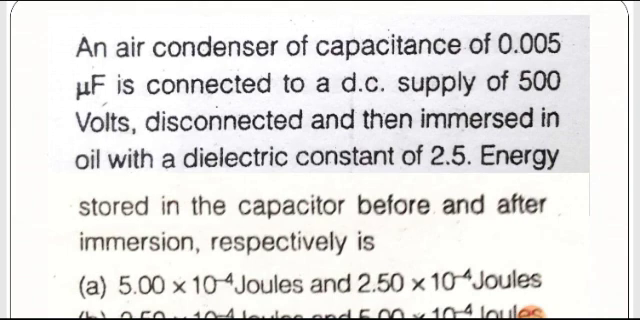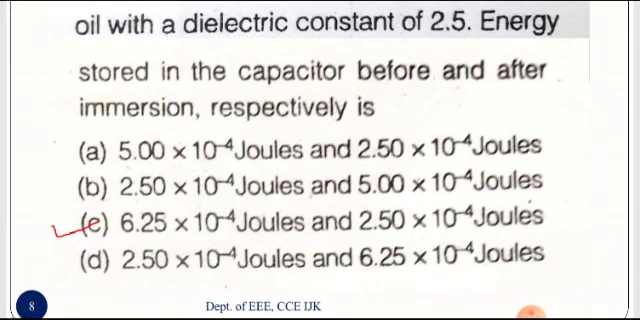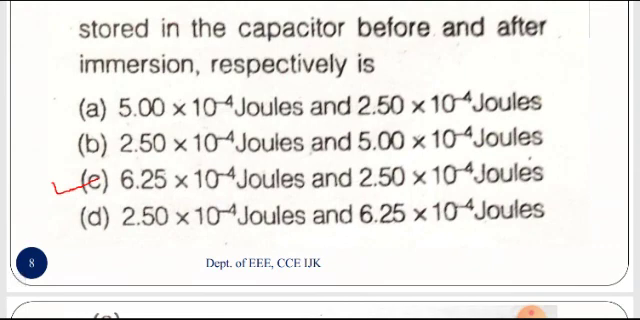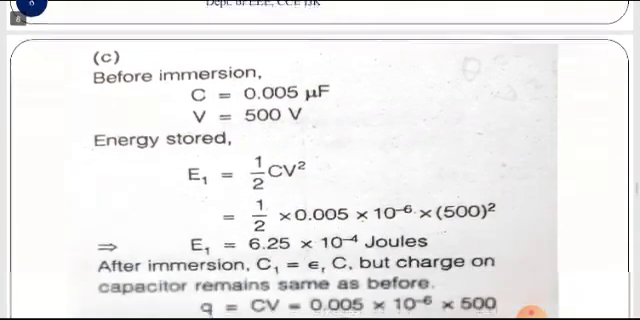Energy stored in the capacitor before and after immersion respectively is. So A, B, C, D, 4 options are there. The correct answer is C, 6.25 into 10 raised to minus 4 joules and 2.5 into 10 raised to minus 4 joules. Let us see how we reach it.